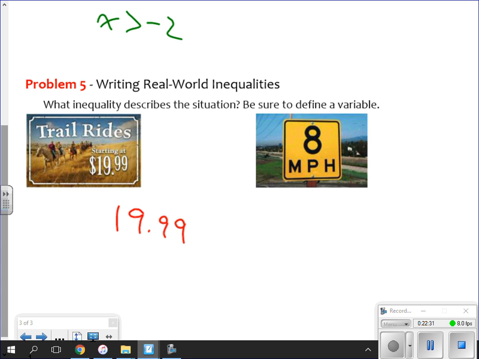Okay, and then I have x, and I have 1999. Starting at 1999, so how much money am I going to spend? Am I going to spend more or less? I'm going to spend more because that's where it starts. That's the minimum payment I'm going to have. So x has to be bigger than that. Can x be 1999? Yeah, because it's starting at 1999. If it's just me, I'm paying 1999. If it's me and a friend, it's going to be more than that. So it can be 1999, so it is or equal to.